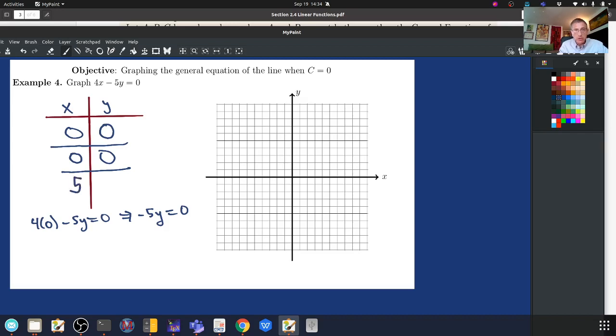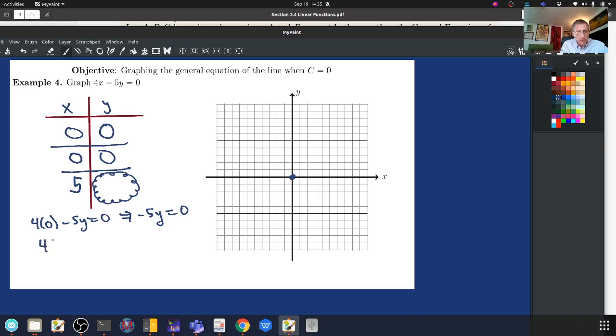Now, you could choose a value for y and solve for x, but I've chosen to choose the value of x to be 5, and then find the value of y. Let's go ahead and plot the one known point. We know it goes through the origin.